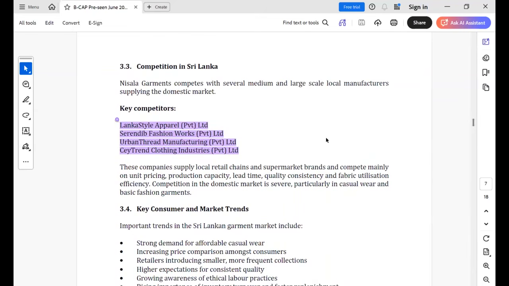So competition. You would have learned in economics, there are many market types, no? Monopoly, duopoly, perfect competition, oligopoly, there are many markets. But what is this Nisala Garments operating in? They have four competitors, right? So they are not in a duopoly or monopoly. So they are basically in a competitive market.